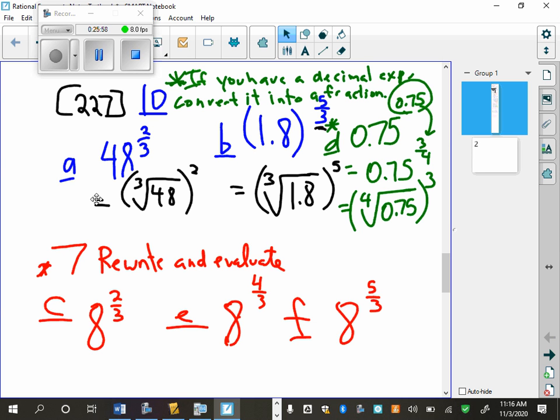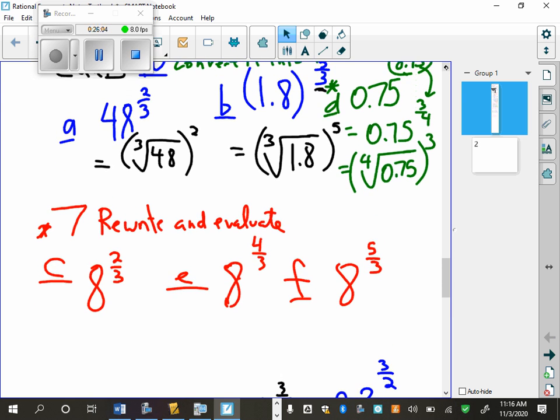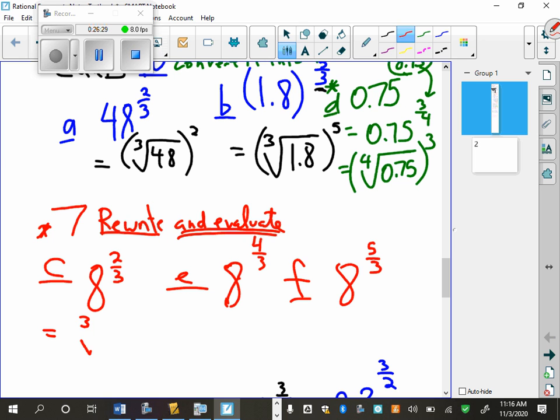Okay, these are the questions I'm going to ask you the most. Rewrite and evaluate. Two things to do. You have to rewrite it as a radical and then tell me what it equals. Remember, evaluate means find the value of. So I'm going to do the first one with you, and you're going to do the next two. 8 to the 2/3 is the cubic root of 8, all squared. Now I'm running out of room, although I can move it up, I guess.